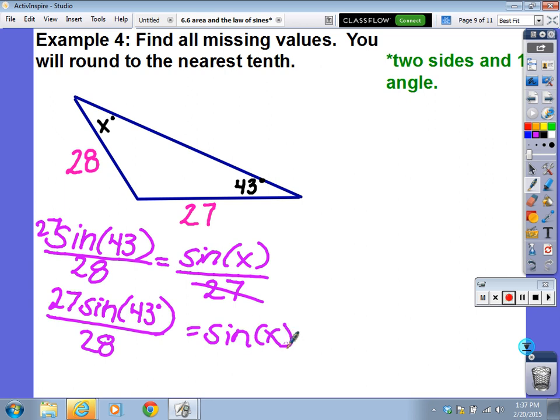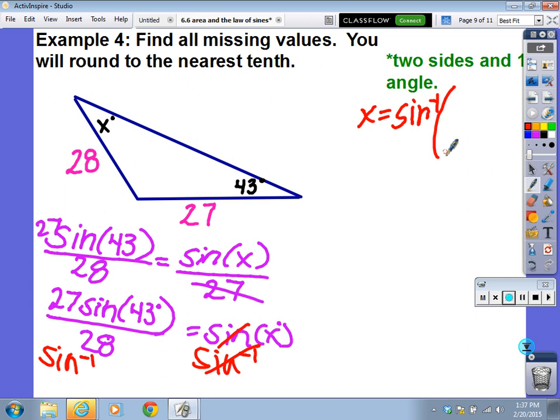How do we get x degrees by itself? You have to use the inverse of sine. Good. We have to apply the inverse sine to both sides, so that undoes that and we have x alone. Putting it into our calculator, x is equal to sine inverse of 27 sine of 43 divided by 28. That's 41.1.